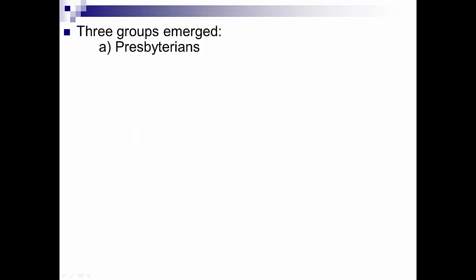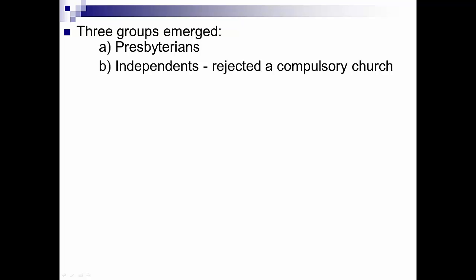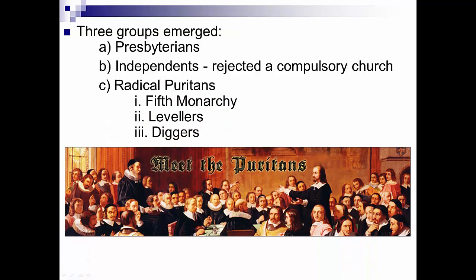And so three groups really emerged during this time. You have your Presbyterians, who were associated with the Church of England and John Calvin's beliefs. You have your Independents, who rejected a compulsory church. You had your Radical Puritans. From that group, you have your Fifth Monarchy. They were waiting for the second coming of Christ. You had your Levelers. They believed in universal male suffrage, guarantees of popular sovereignty for all people.